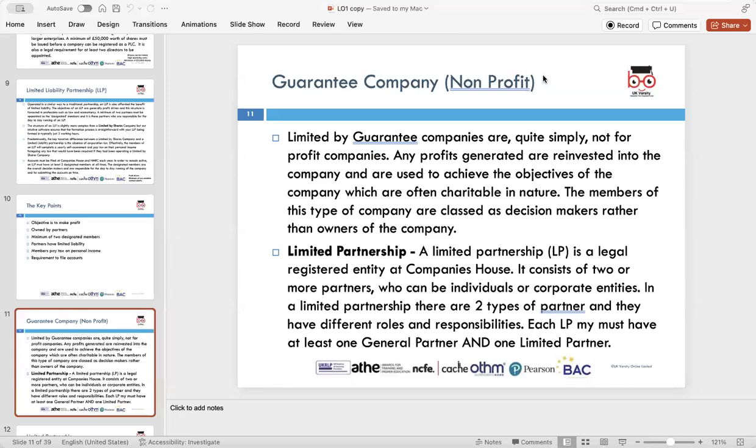One of the legal entities that can be registered at Companies House is the limited partnership, often known as an LP. Partners can be persons or corporate organizations, and there are at least 2 of them involved in the business. There are 2 distinct categories of partners in a limited partnership, each of whom is responsible for a distinct set of functions and responsibilities. Each limited partnership is required to have a minimum of 1 general partner and 1 limited partner.